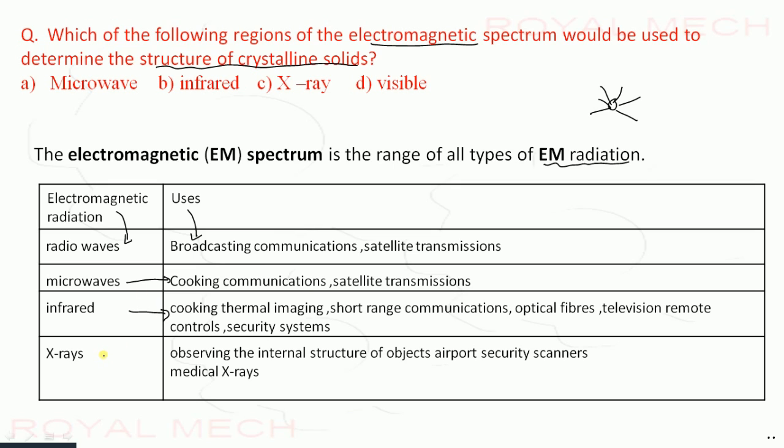So X-rays are what we use to determine the structure of a crystalline solid. So X-ray is the correct option, that is option C. See here, X-ray is used for observing the internal structure of objects, in airport security scanners and medical X-rays. Therefore option C is the correct option.